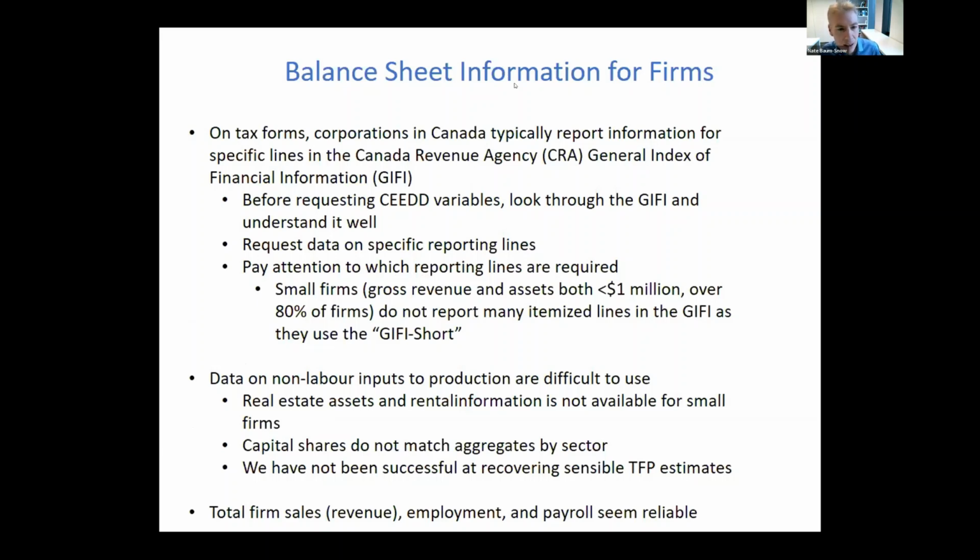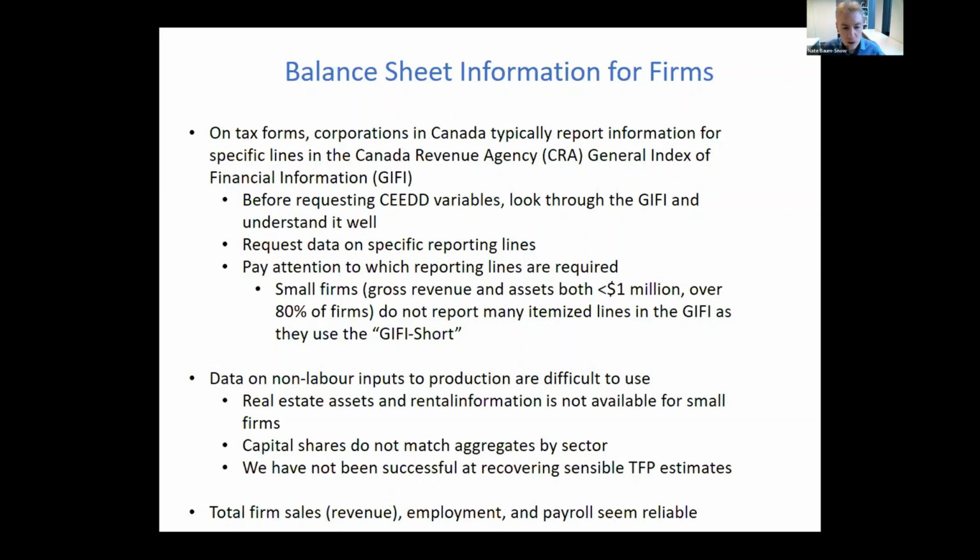So in Canada, on tax forms, firms typically report information under the organization of the General Index of Financial Information, the GIFI, which is a document you can get, which has lines. And ultimately what you're getting in the SEED is reports by each firm on specific lines. So I highly recommend looking at the GIFI before putting in a request to get access to the SEED, where you can actually request specific reporting lines.